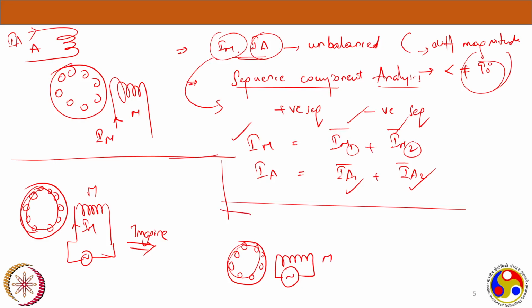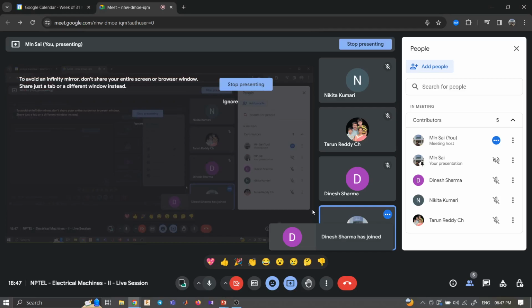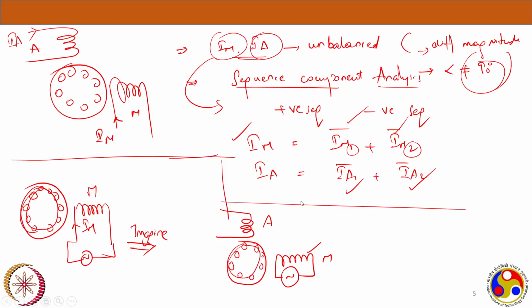I will imagine an auxiliary winding. Your rotor is like a short-circuited rotor, a cage rotor. Now this is a main winding M. This main winding M and this auxiliary winding A, I'm just assuming there is another winding. I'm not exciting it. That's the important thing. So this particular A, I'm not exciting this winding with any supply.